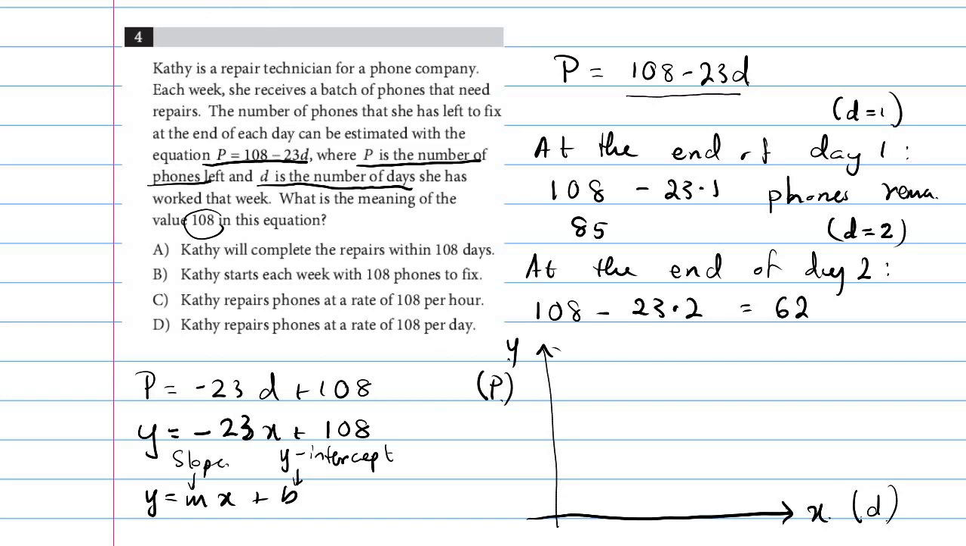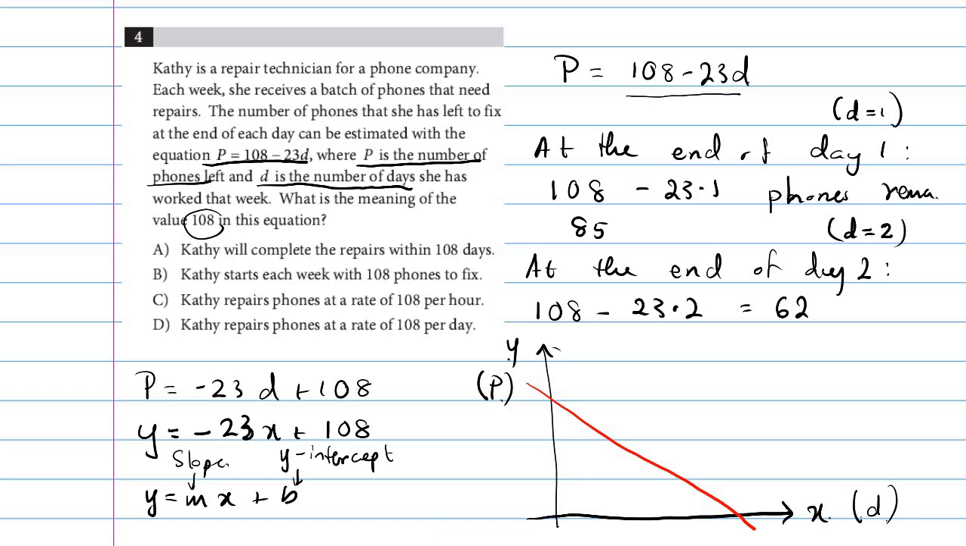So let me just draw this in a different color. So you see that this slope is negative. It's a negative 23, so m is negative. So this will be in this direction. It will be falling, right? The graph would be a falling graph.